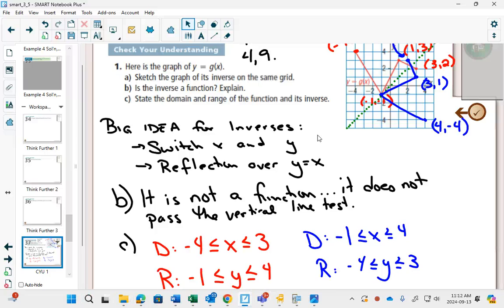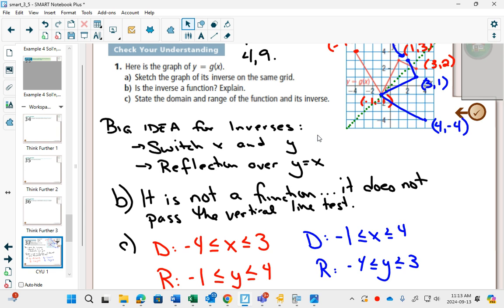All right. So here's our first example, and I wrote down the big ideas for inverses. Inverses is all about the x's and the y's getting switched, and they get switched everywhere. What that does graphically is it reflects over the line y equals x. Y equals x is this little dotted green line that I put there.